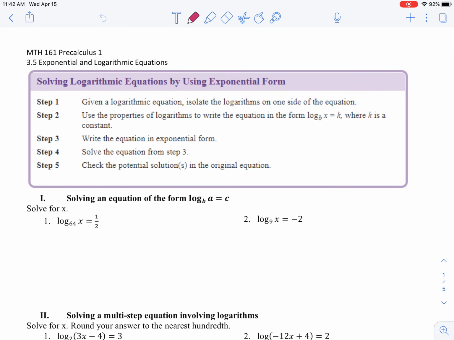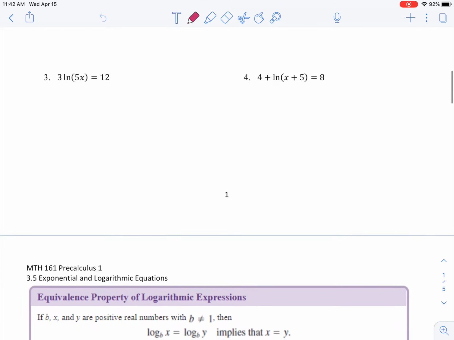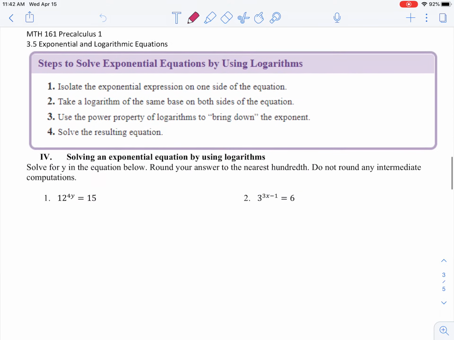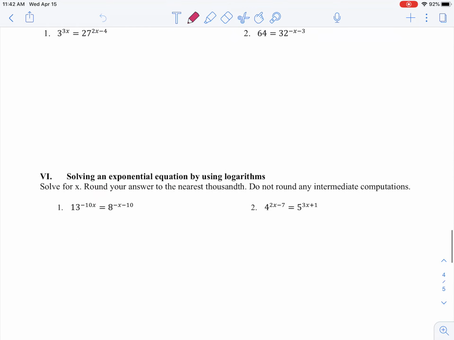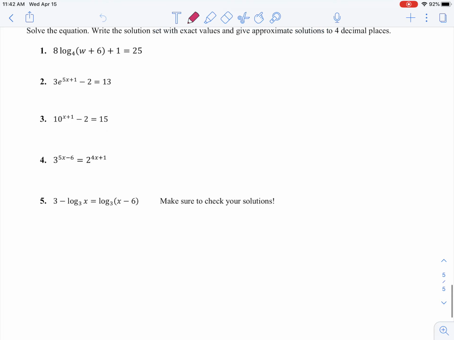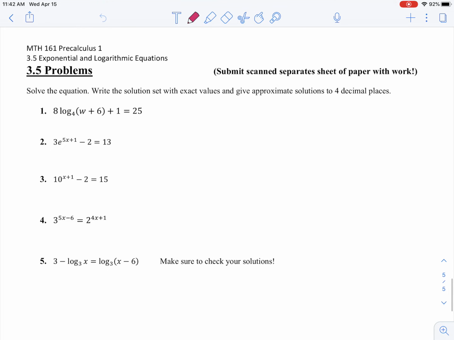In section 3.5, we'll be solving logarithmic and exponential equations. The first 2 pages will be looking at the logarithmic equations, and on pages 3 and 4, we will be solving exponential equations. You will see on page 5, I created about 5 problems that I want you to try.